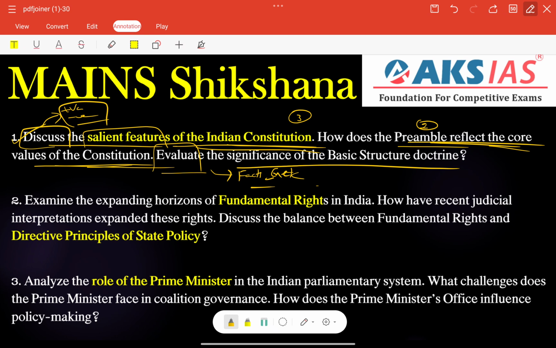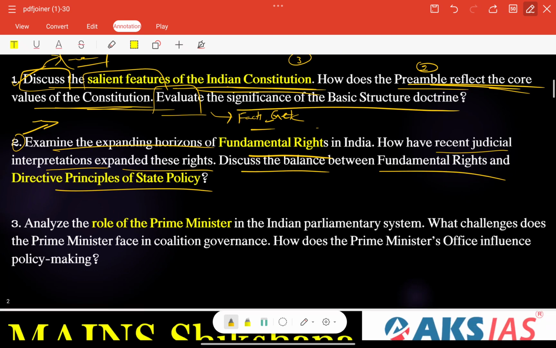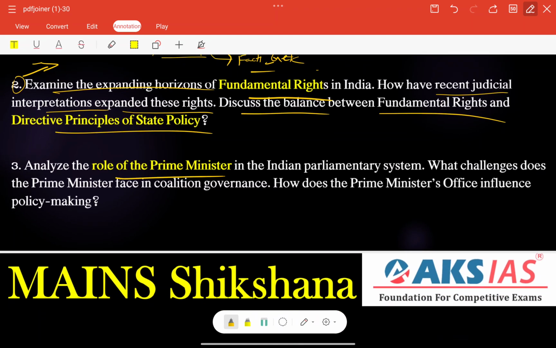So next, examine the expanding horizons of fundamental rights in India. How have recent judicial interpretations expanded these rights? Discuss the balance between fundamental rights and directive principles of state policy. This question only we are discussing today. Next, analyze the role of the Prime Minister in the Indian parliamentary system. What challenges does the Prime Minister face in coalition government? How does the Prime Minister's office influence policy making?